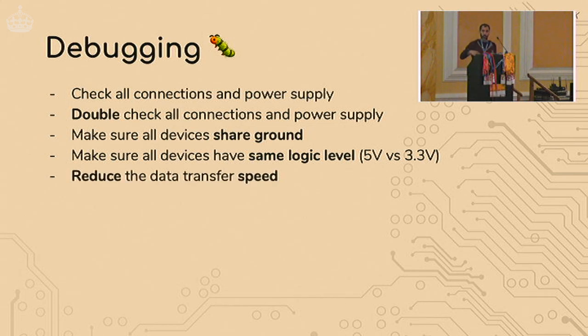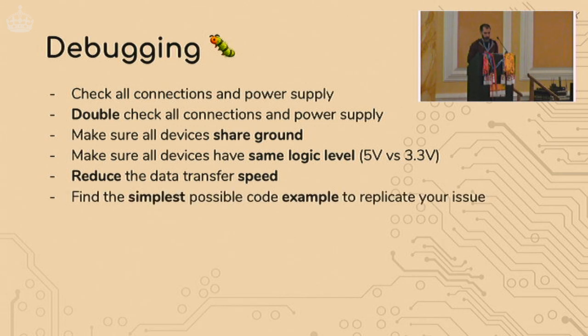When you're trying to communicate with an external device or a sensor, and it doesn't quite work, the first thing you can do is to reduce the data speed. This may actually get you talking to it, even if the data is not quite right, and it can help you figure out what the problem may be. And this is just general good practice: you should find the simplest possible code example to replicate your problem. That's really going to help you figure out what's going on.